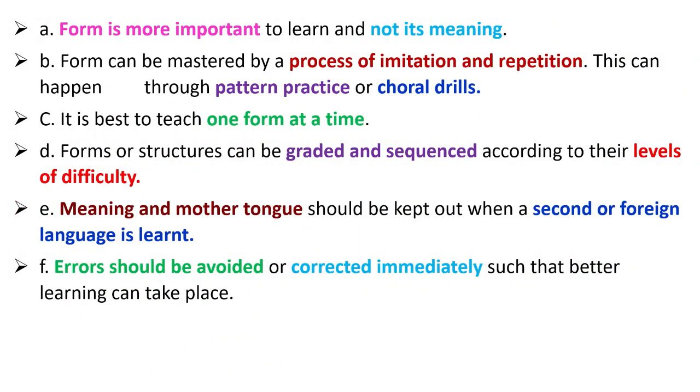And here, what are the main important things? Form is more important to learn, not its meaning. Yes, just now we discussed form is more important here. Structure is important, not the meaning. Meaning is not important here. And form can be mastered by a process of imitation and repetition. Means the teacher teaches or he pronounces.